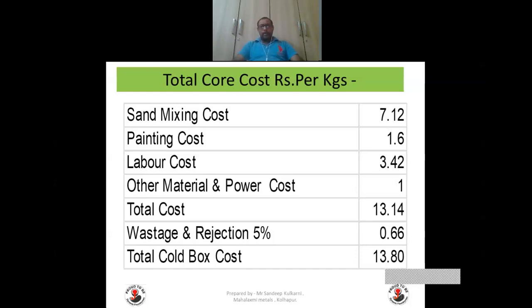Here, most importantly, labor cost can vary from foundry to foundry, as well as power and other material costs. It depends on automation in the core shop, and painting, that is, if we are using an oven, that oven cost or the electricity for the oven or any fuel required for the oven will add to this cost. So this is just a guideline given by me to calculate ColdBox core cost. You can put in the figures of your foundry and calculate your own ColdBox core cost in the same manner.